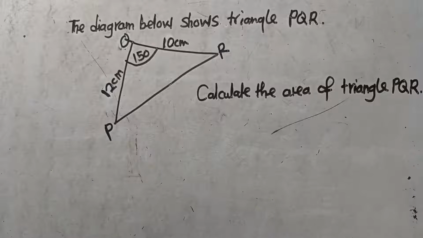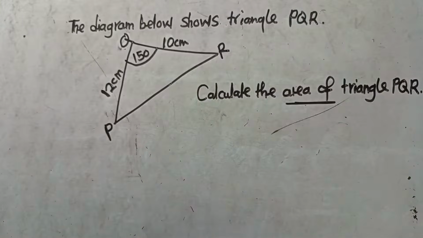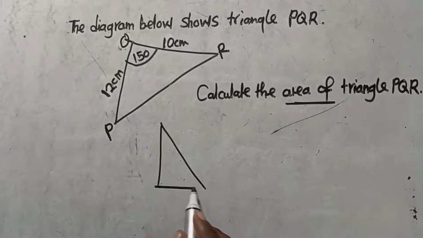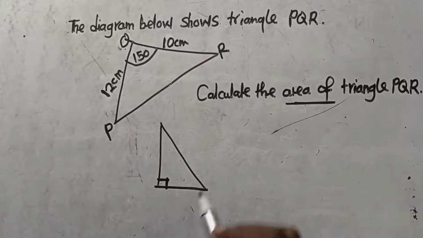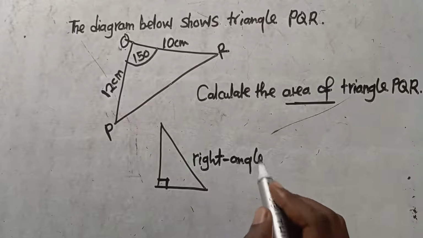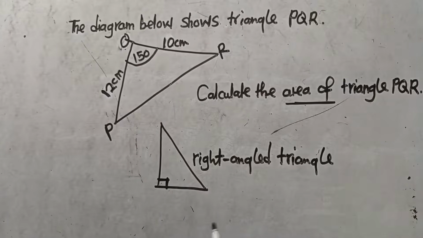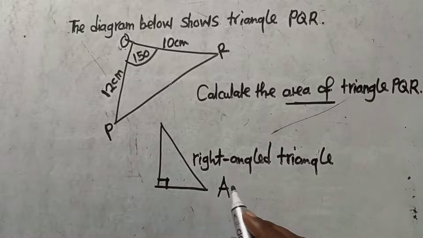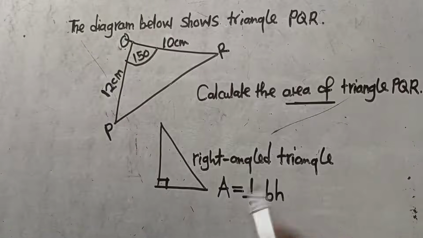For you to be able to answer this question, they are telling you to calculate the area of a triangle. This is not a right-angled triangle. A right-angled triangle is like this. Have you seen? It has a 90 degrees there. This one is called a right-angled triangle. And if I tell you to find the area of a right-angled triangle, you are going to tell me that area is equal to half BH. This is a particular formula.